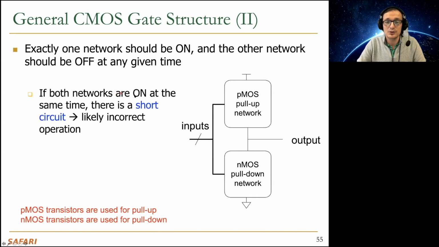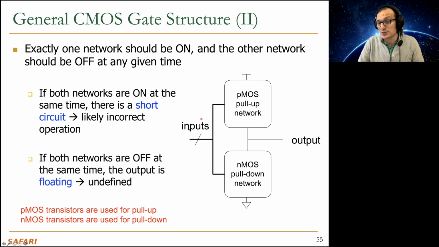So if both networks are on at the same time, there's a short circuit, meaning they both drive the output, and likely you get an incorrect operation, incorrect output, because you didn't design your networks correctly, right? It should not happen. Or you applied bad inputs, as we have discussed. If both networks are off at the same time, the output is floating, meaning undefined. So neither the pull-up network nor the pull-down network is driving the output. As a result, output is floating. It's undefined. Now, later we will see floating output when we talk about tri-state buffers, for example.